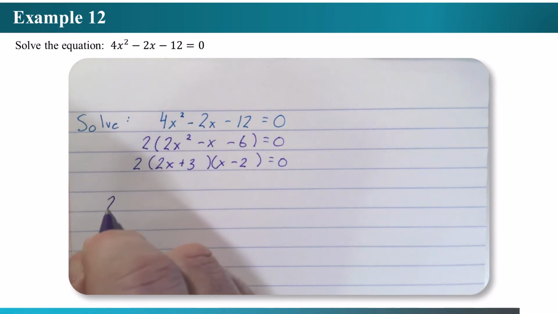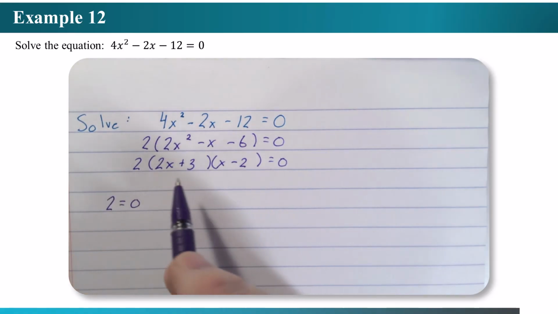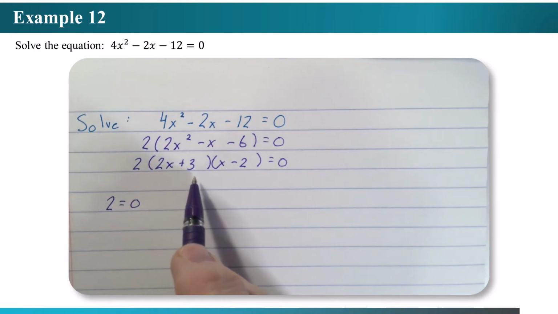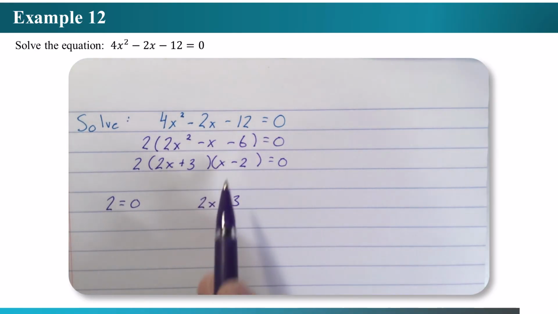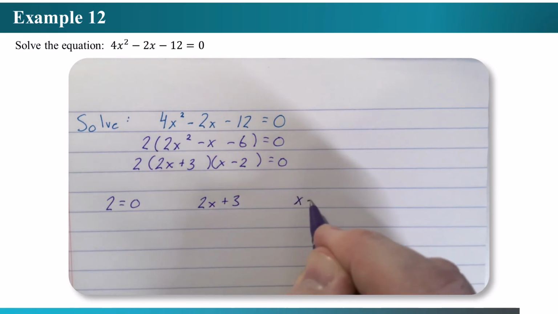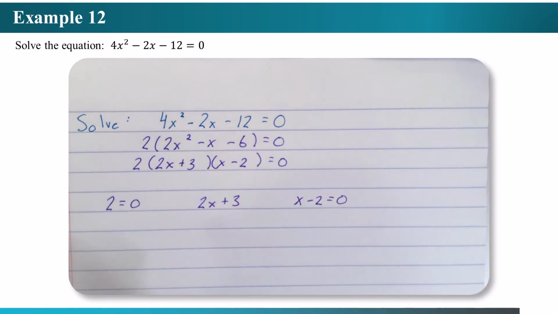I'm going to set that equal to 0. 2 equals 0. I get 2x plus 3, and I'm going to set that equal to 0. I have a factor of x minus 2, and I'm going to set that equal to 0. So all my solutions will come from here. Now when I say 2 equals 0, that doesn't give me anything. That's a contradiction. So I know I don't get any kind of solutions from here.